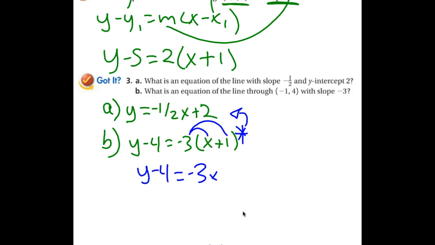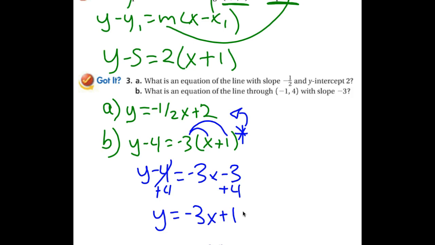So if I distribute the negative 3 to the 1, we bring that 4 over, and we've got it solved for y. Now y equals negative 3x plus 1. Make sure to read the directions carefully to see if they do ask you to actually change it to a specific form or not.